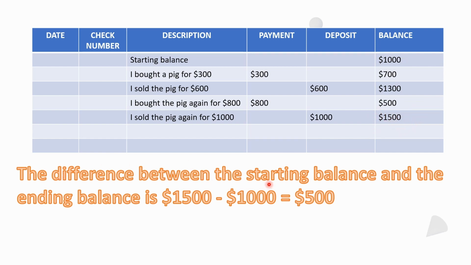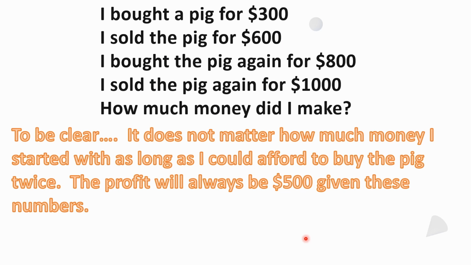The difference between the starting balance and the ending balance is really easy to calculate, right? Take your 1,500 minus the 1,000 that we started with. We're left with $500. That's the same number we keep coming up with because that's what the numbers tell us. It does not matter how much money we started with, as long as we can afford to buy the pig, we're going to end up with $500 more than we started. The profit's always going to be 500. Doesn't matter how much money we started with.